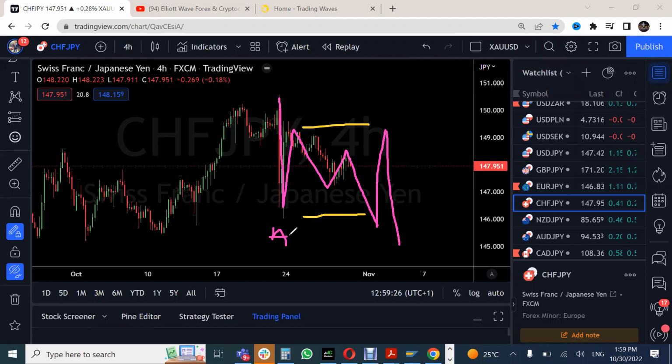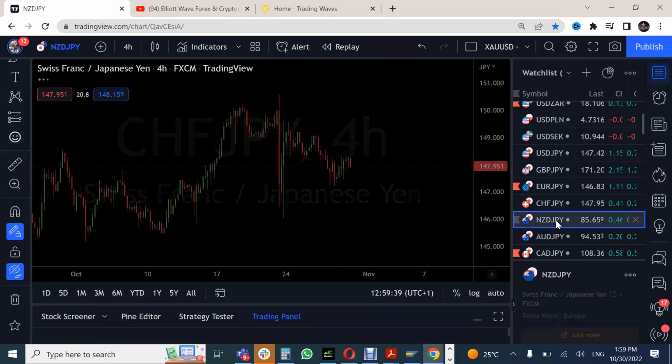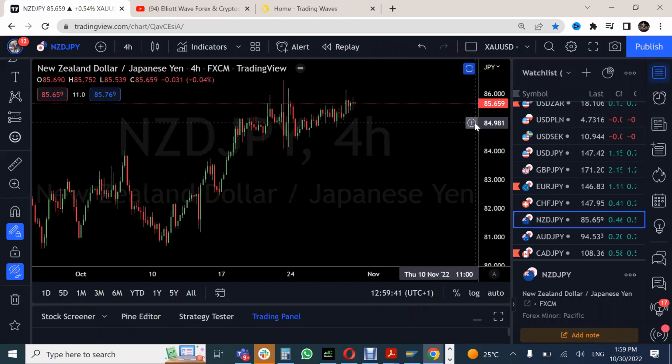So you'll have A, you're going to have this one as a B. Your B is a complex B corrective structure, and this is a C. So let's see here if we're going to get a move to the downside in the coming week. All right, so looking very good there structurally, but not trade setups as yet. We're anticipating the trade setups.